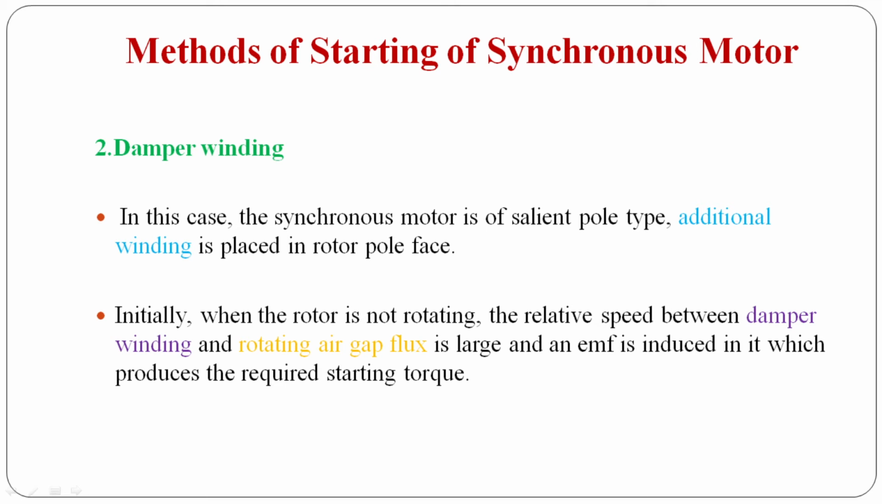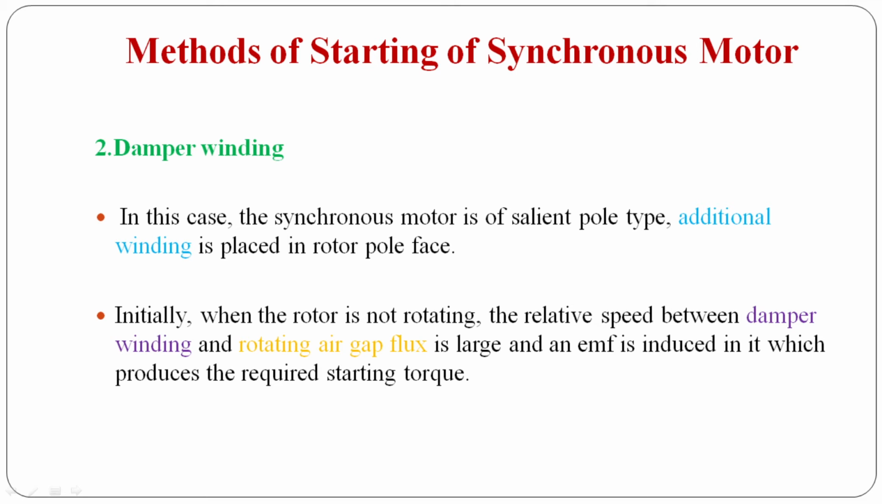So what are we telling here, what is the damper winding? It is an additional winding which is placed in the rotor pole face. When the rotor is not rotating, the relative speed between this damper winding and the rotating air gap flux is large, and EMF is induced in it, which will produce the required starting torque.